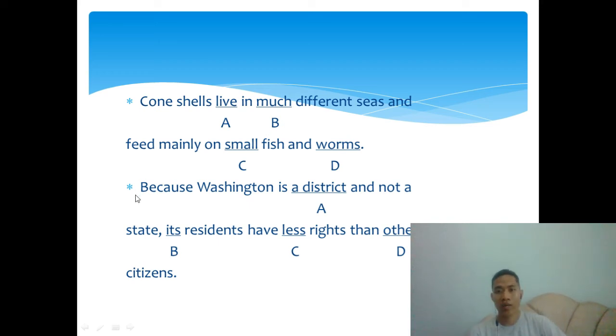Because Washington is a district and not a state, its residents have less rights than other citizens. What is the problem? Is it A, B, C, or D? The problem here is with C. Why? Again, less is followed by uncountable nouns. Look at the word after less. Is it countable or uncountable? The word is rights. This is the noun, okay? Remember, noun with s must be countable, okay? We don't use less for countable nouns, but we use few or fewer, okay? So the problem here is with C.